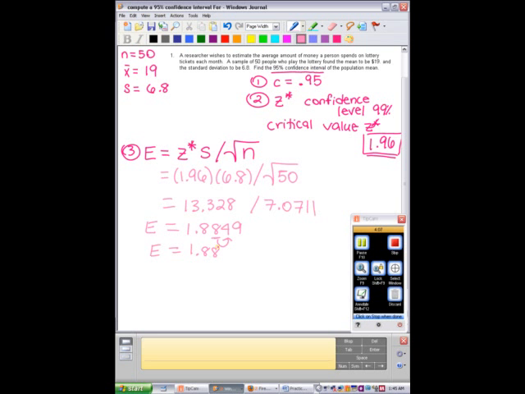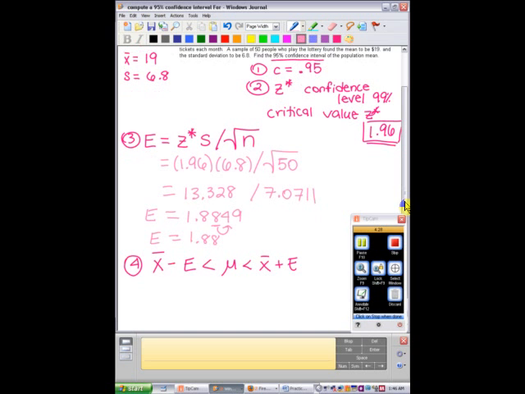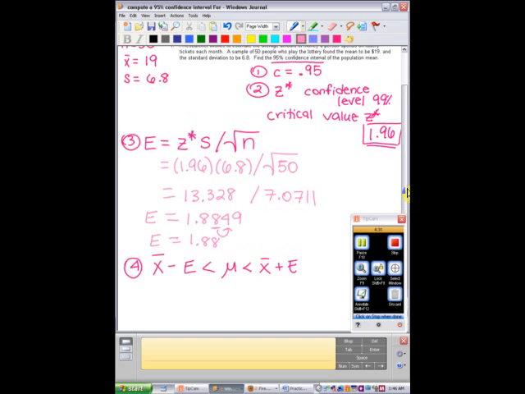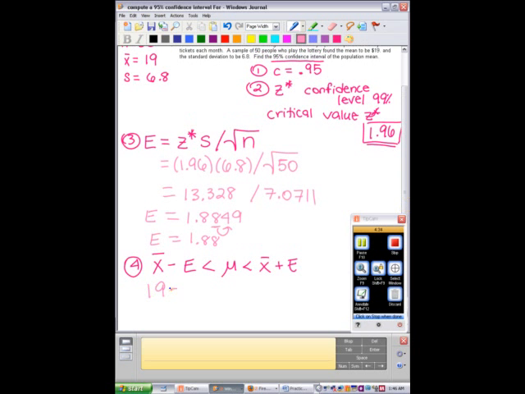Okay, so we're not done. We're done with step 3, but now we have to move to step 4, which is to actually make the confidence interval. So remember, what we do is we take our x bar and we subtract E, and then we take our x bar and we add E. And we have all this information. It's just about plugging in. So our x bar from the problem was 19 minus our error, which is 1.88. So then we have 19 plus 1.88 on the other side.